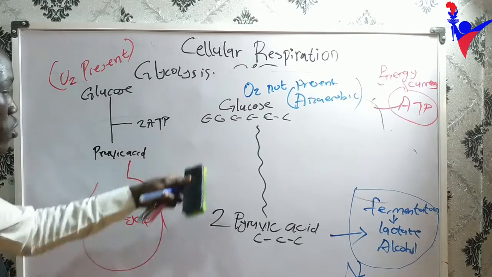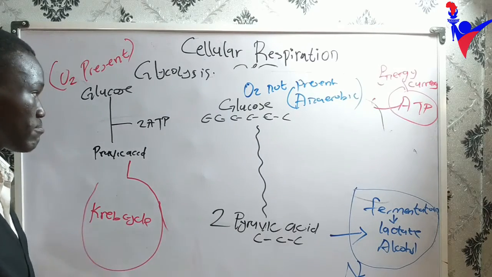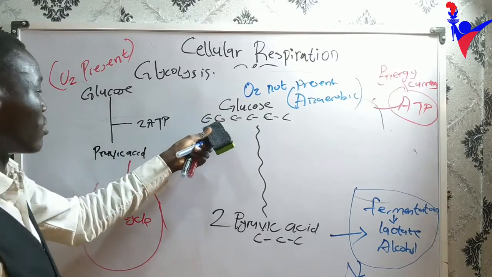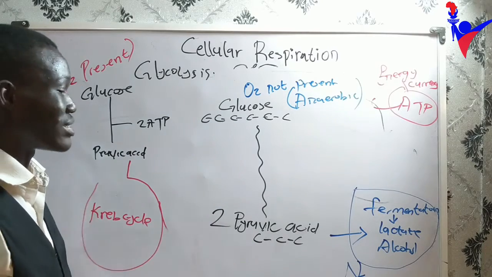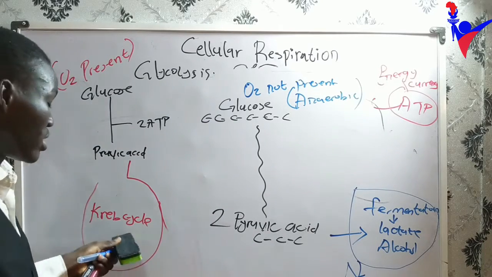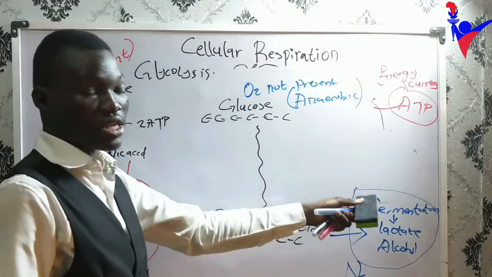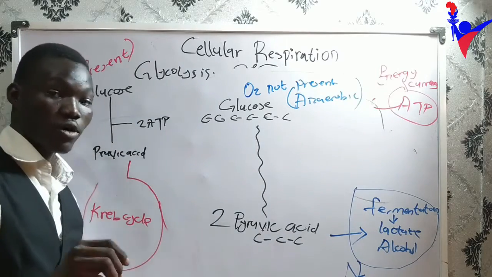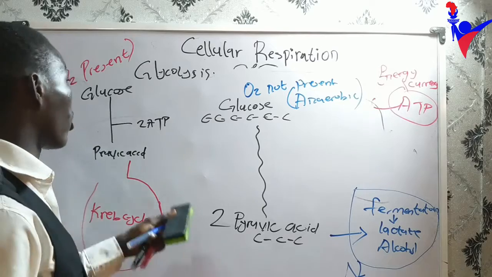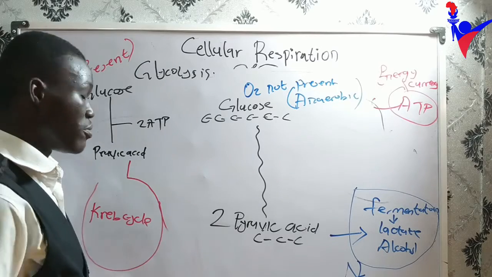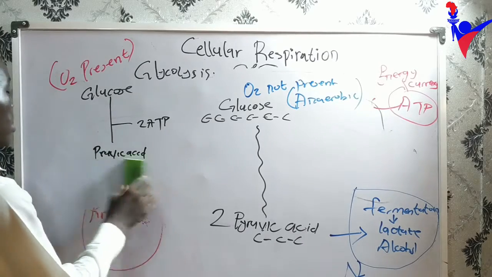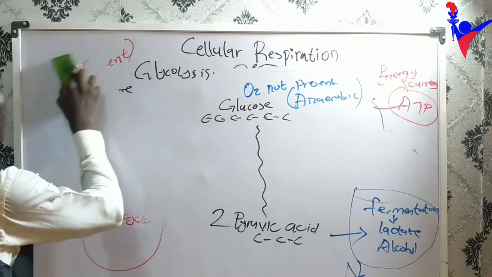What happens from glucose to pyruvic acid? How do we break down glucose? How do we get pyruvic acid? That happens before going into either the Krebs cycle or fermentation, depending on whether oxygen is present or not, and that will be the aerobic or the anaerobic pathway. So let's go into details of what happens in glycolysis.